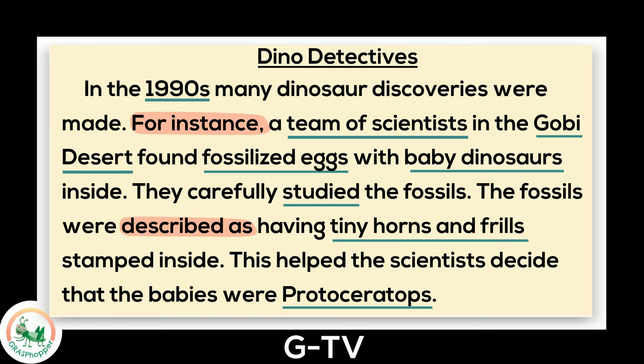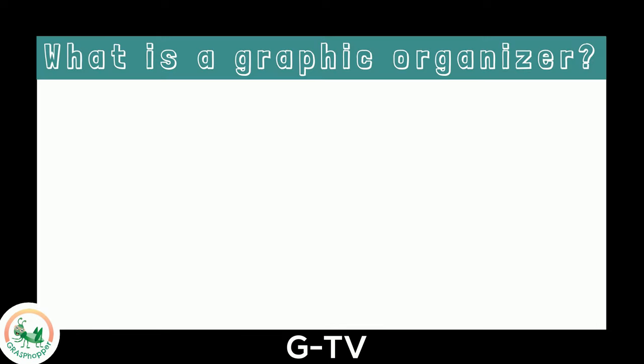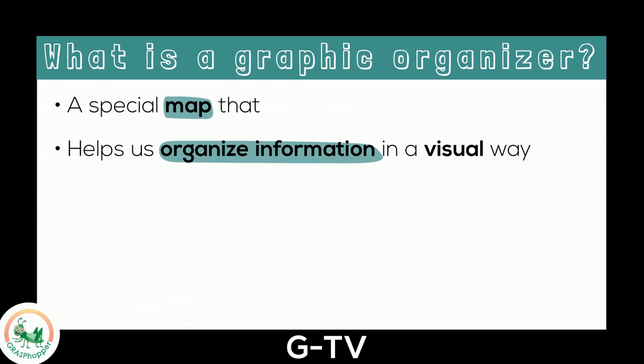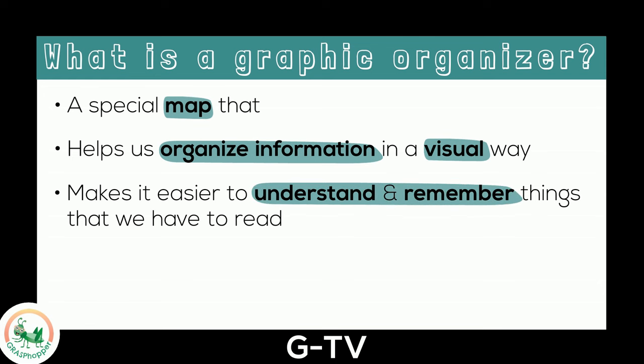To make it easier to understand all this information, we can fill out something called a graphic organizer. What is a graphic organizer? Well, a graphic organizer is a special map that helps us organize information in a visual way. It makes it easier to understand and remember things that we have to read.